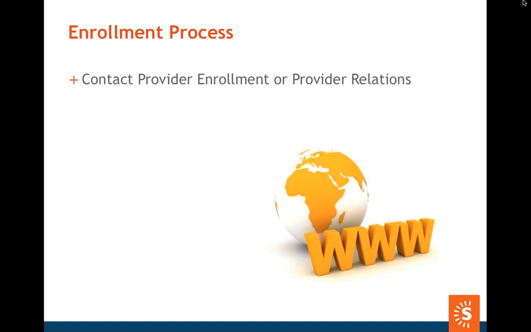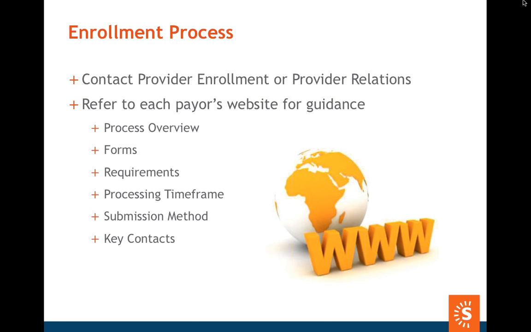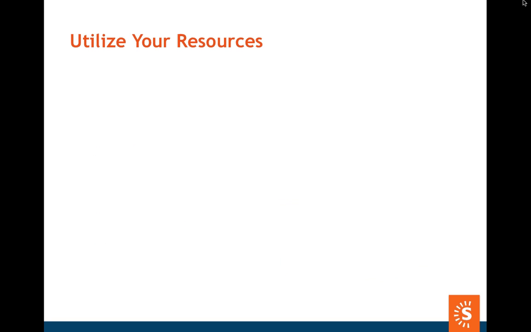So the enrollment process. Once you've identified who to enroll and into which plans, then you're ready to find out how. What I usually do is contact the provider enrollment or provider relations departments at each health plan. And how I would do that is I would refer to each payer's website for help. Sometimes payers have their processes directly on their website, and sometimes you have to dig a little bit deeper.